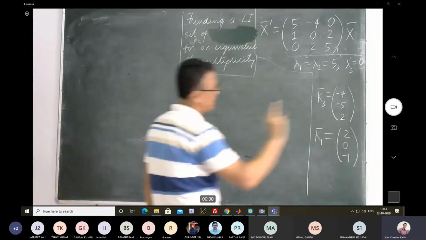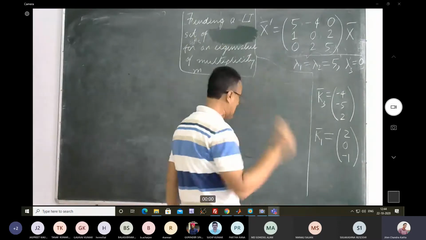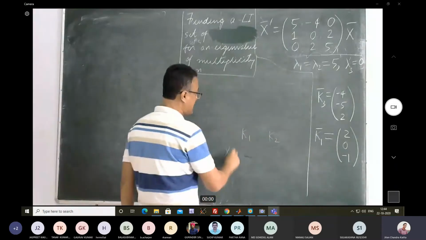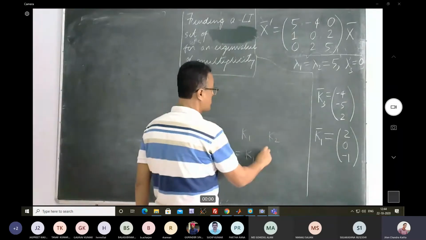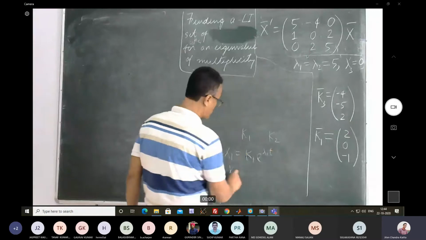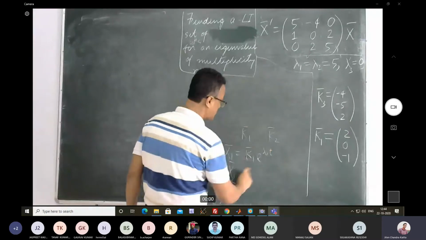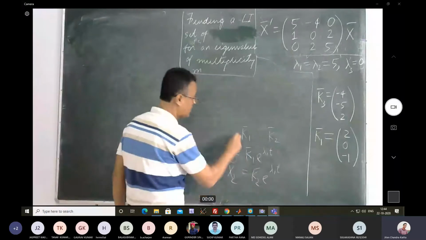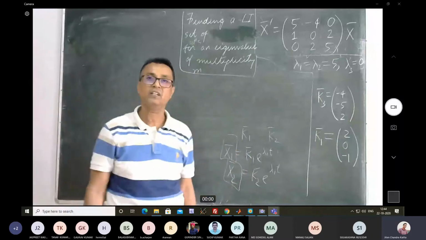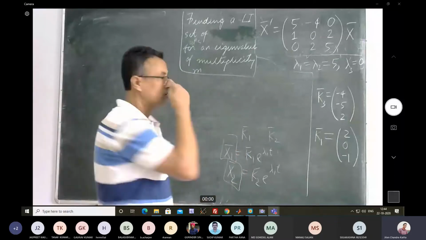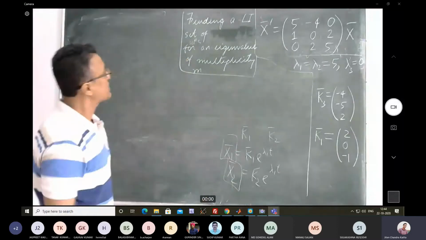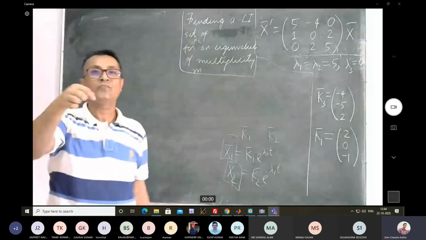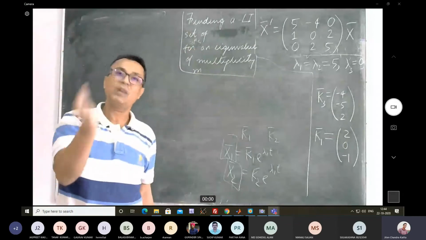Because eventually, let me tell you what was happening in the earlier case. I was finding K1 and K2, right? And eventually I had x1, that is K1 e to the power lambda 1 t, and x2 that was equal to K2 e to the power lambda 1 t, right? If you look at the vectors x1 and x2, they were linearly independent, right? So that was our aim. What we are trying to do here is find a linearly independent set of solutions from that one eigenvector corresponding to an eigenvalue of multiplicity m.